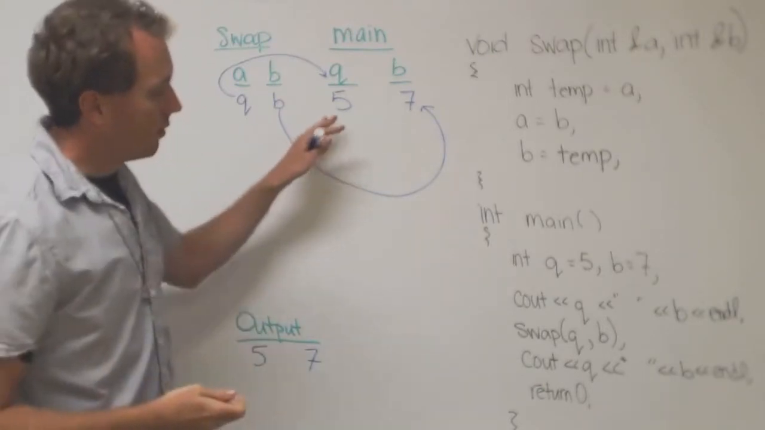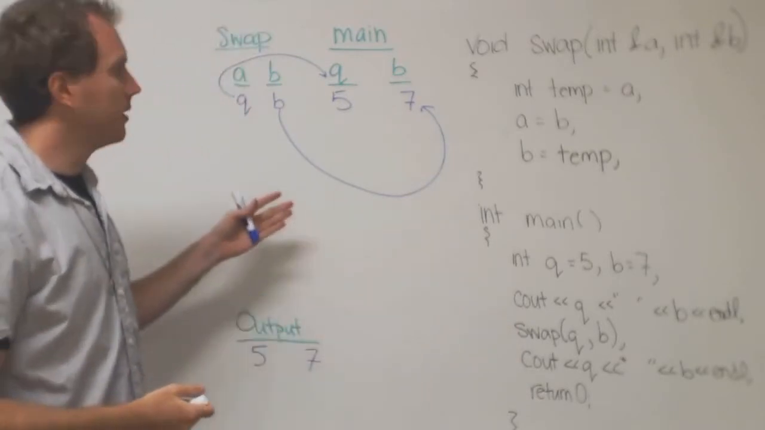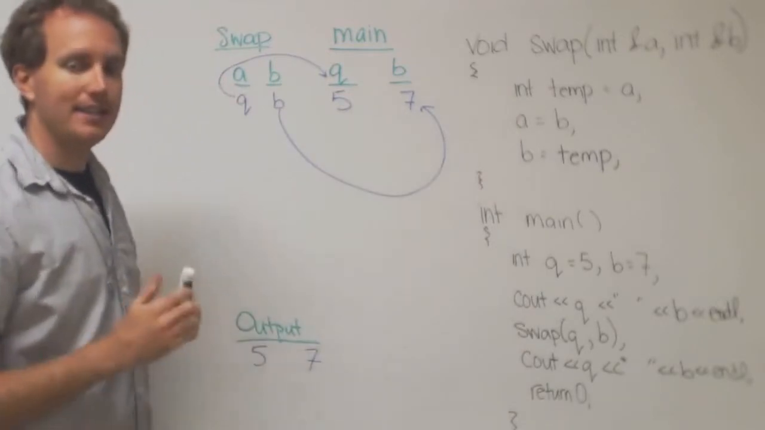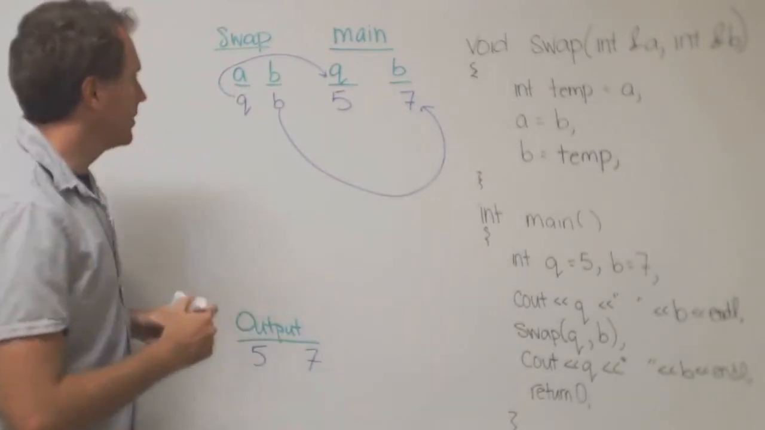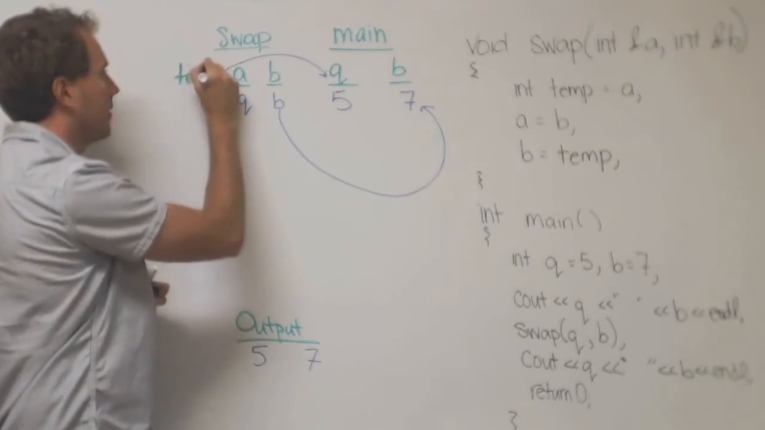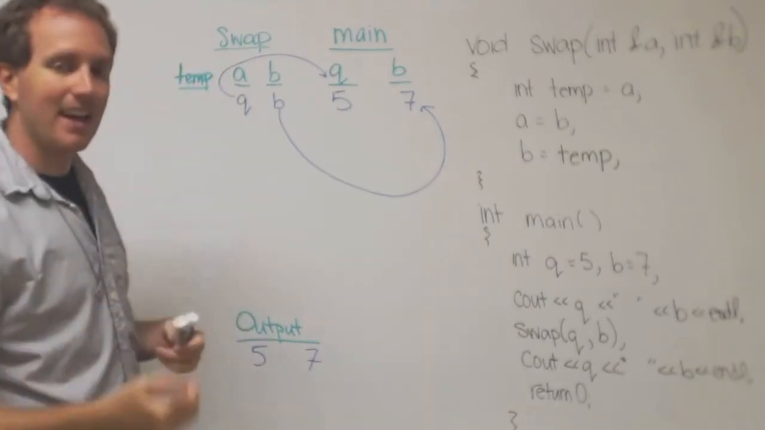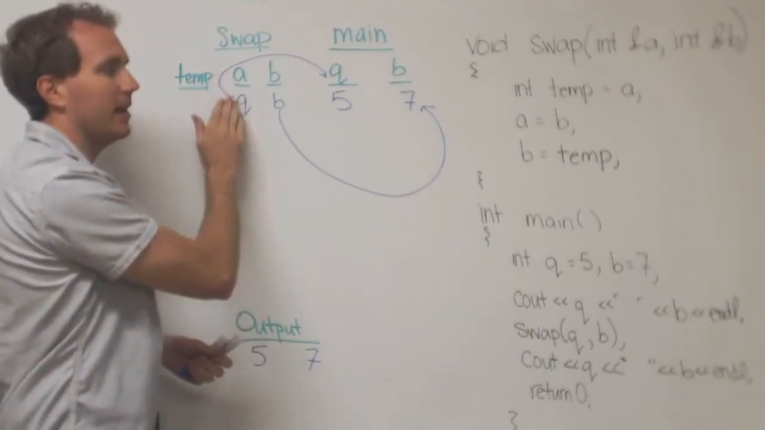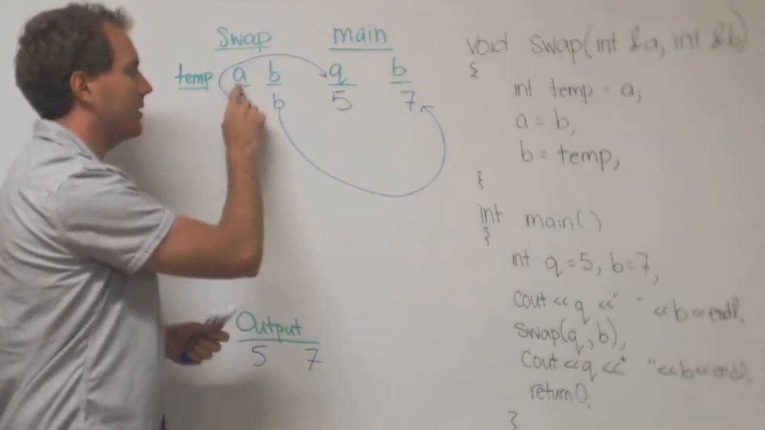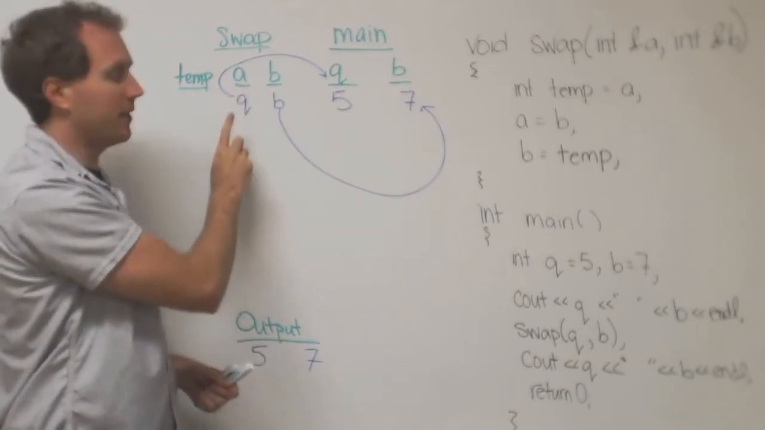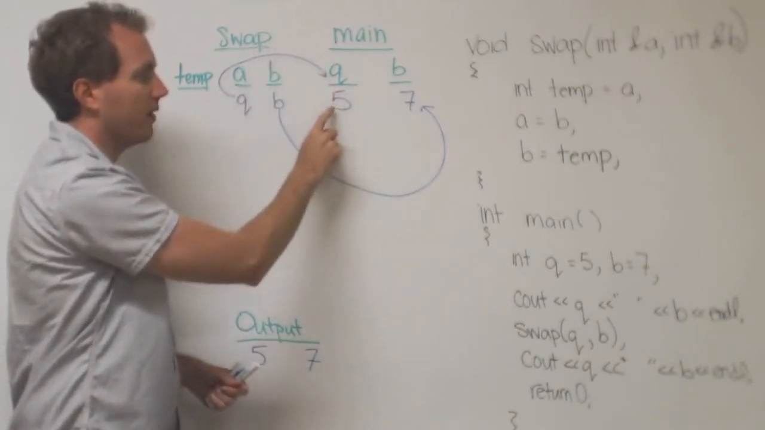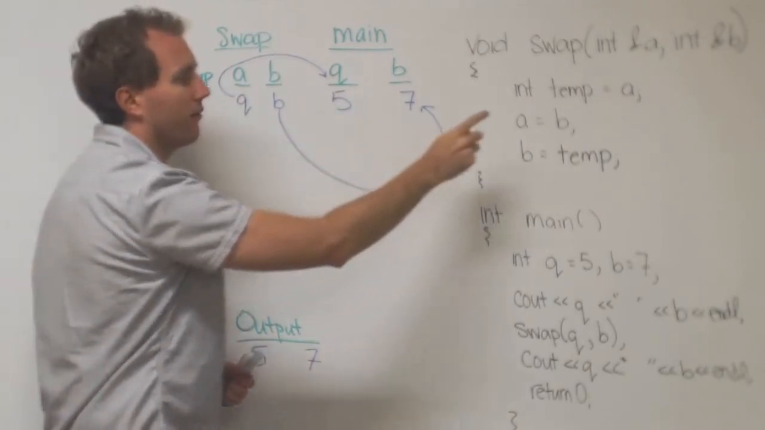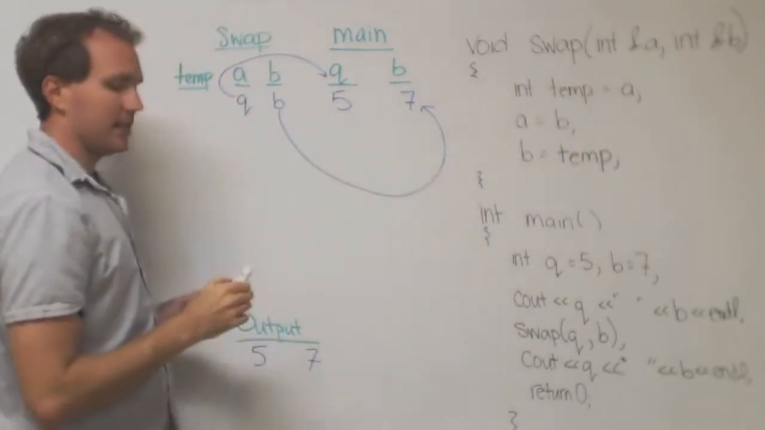Okay, so we've called swap. We've initiated its space. So now we're on its first line, int temp equals A. So we need a temp, and it is assigned the value of A. So we look at A in swap, and A says, oh, I'm actually a reference to the variable Q. So we go back over here, and we say, what's your value? 5. Okay, so 5 is assigned into temp.